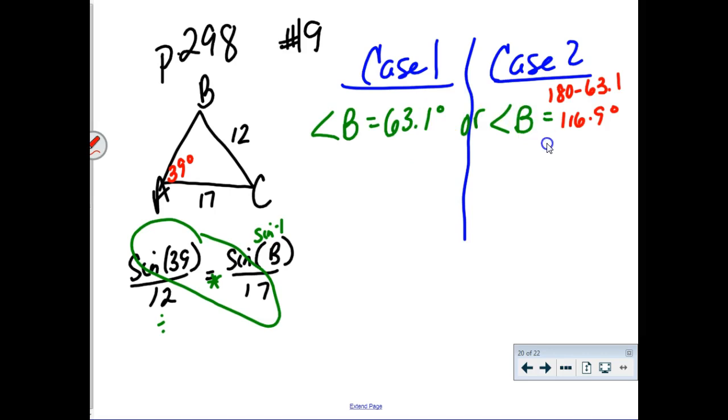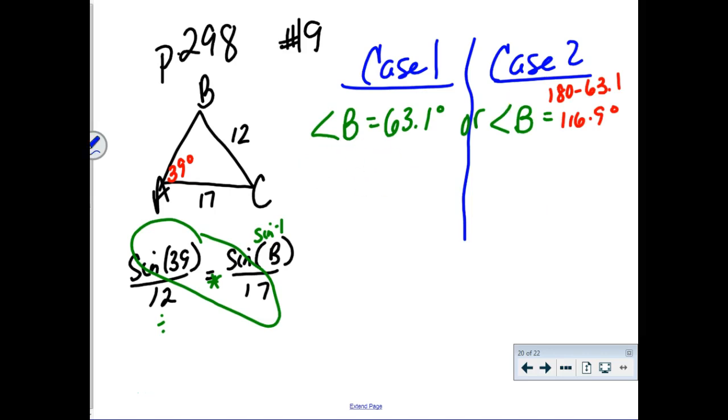So this is where I have to stop and think, is that even a possibility? So this angle right here, could it be 116.9? 39 plus 116.9, are you still under 180? Yep, so we've got to keep going, guys. We have the ambiguous case. So angle B, found it in both cases.